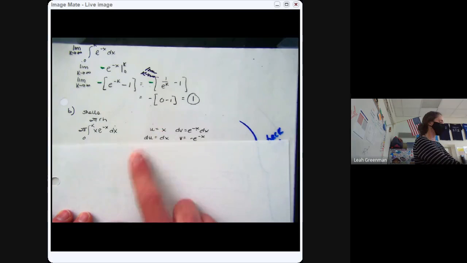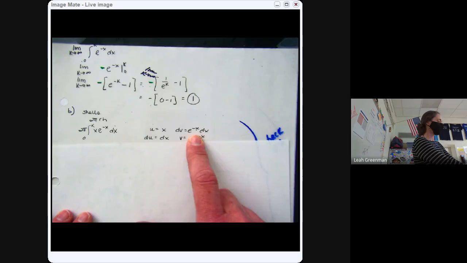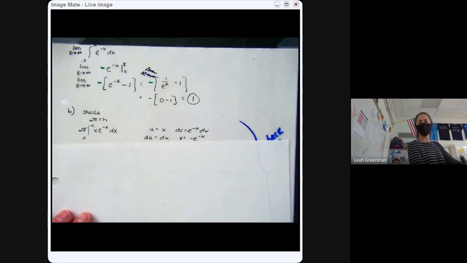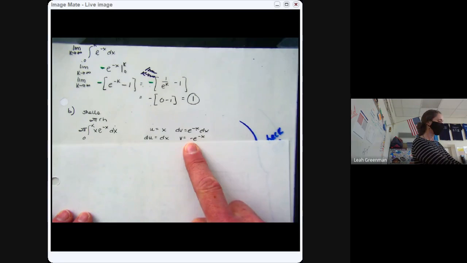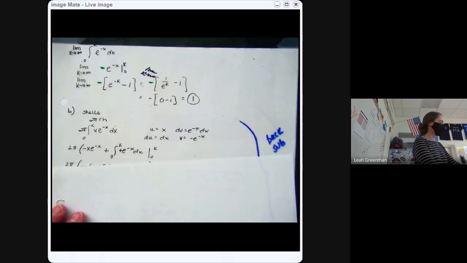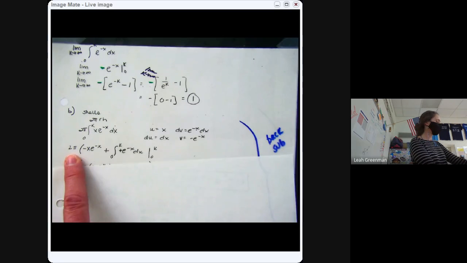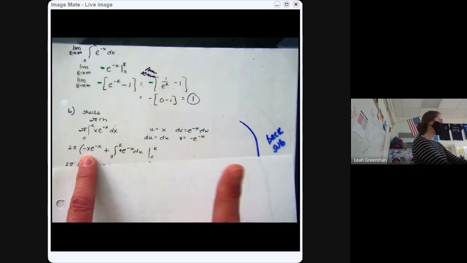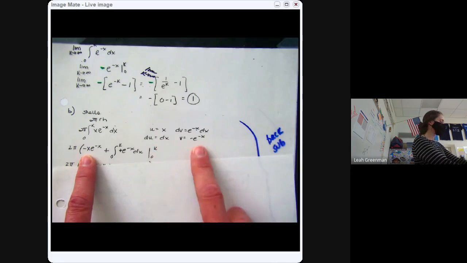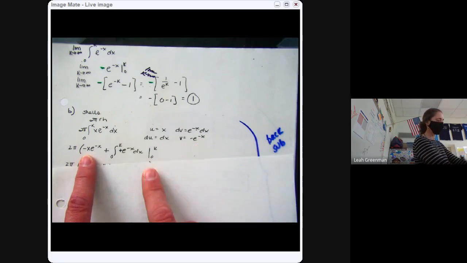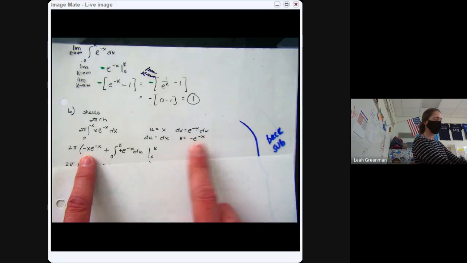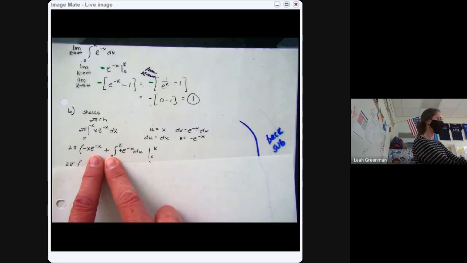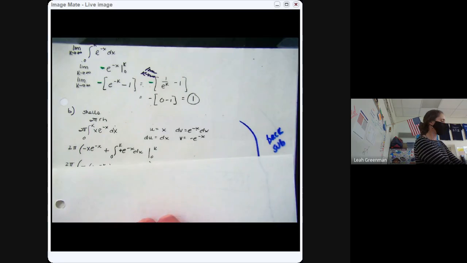Right? u equals x, du is dx. What's left? e to the minus x dx. Integrate. Don't forget that negative. There it is again, right? So we get what? I put the 2 pi out. x times minus e to the minus x, minus the integral of dx times minus e to the minus x. So notice the minus in parts times the minus of the v gives us a plus in between. And I'm going from 0 to k.